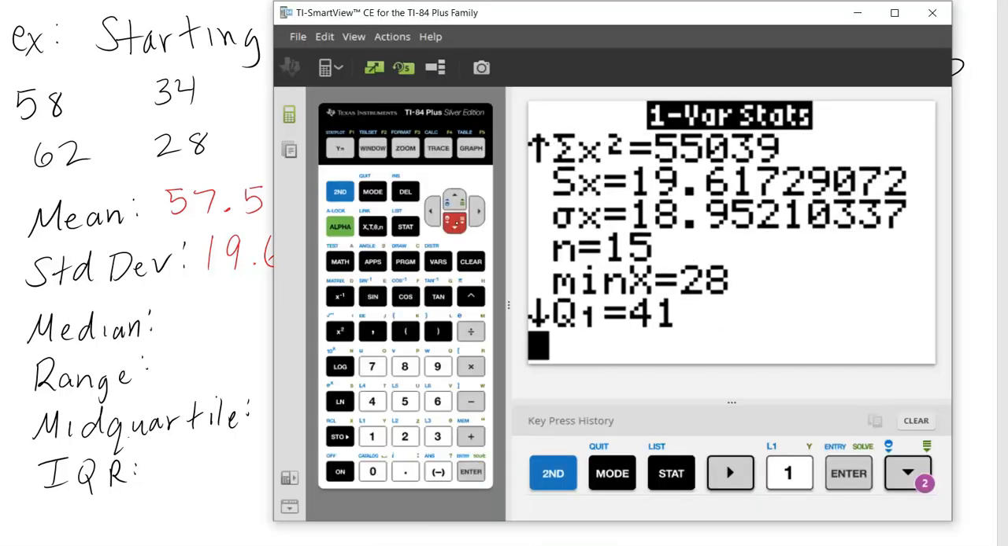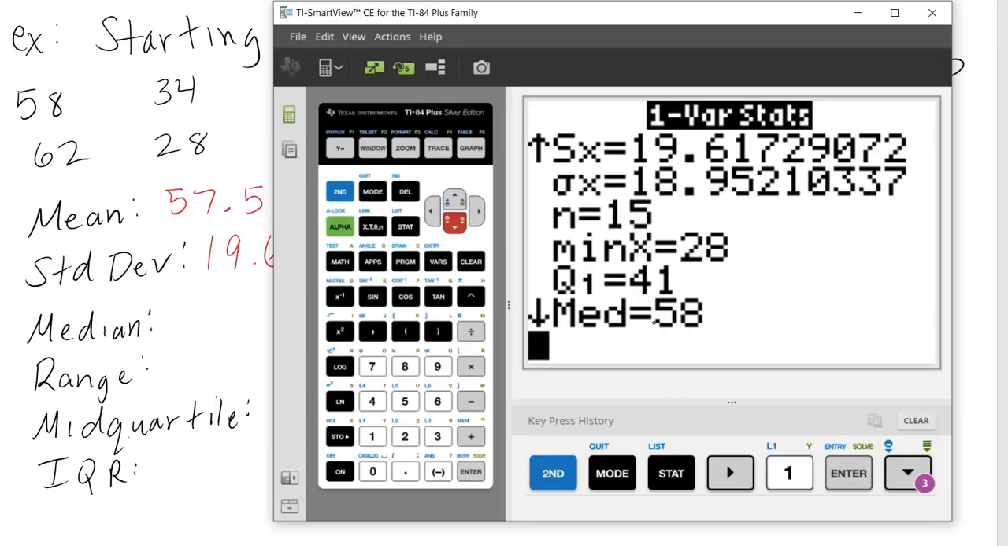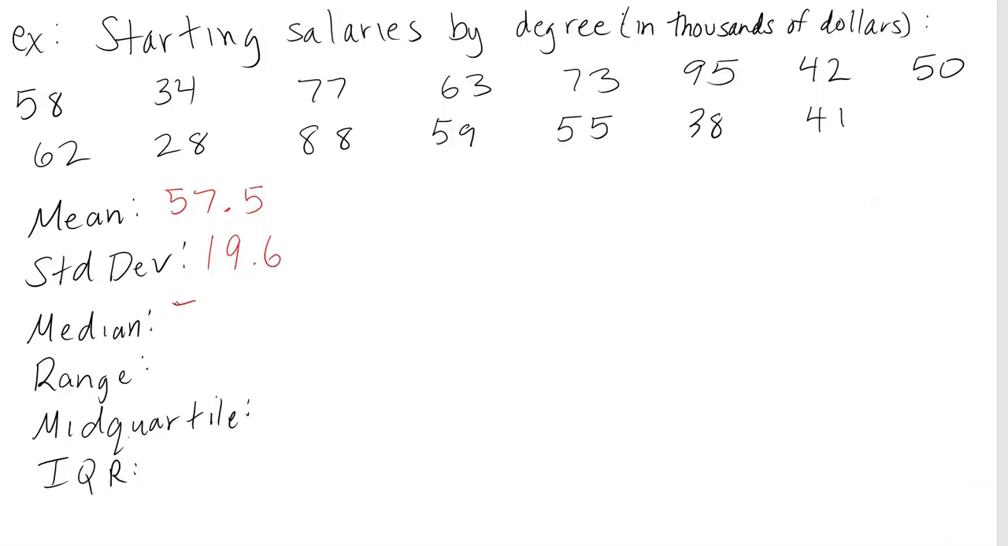The median we don't see on our screen right now. We have to scroll down to get to it. You see that the median is 58, so that's a median of $58,000. And those are the three that the calculator will do explicitly.